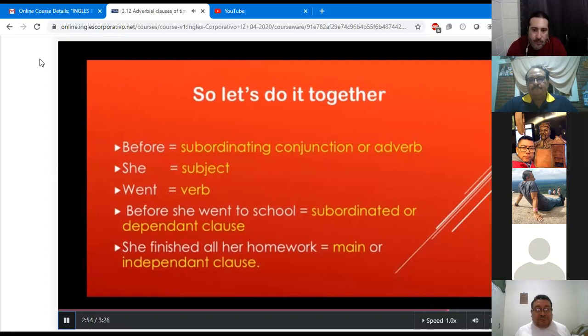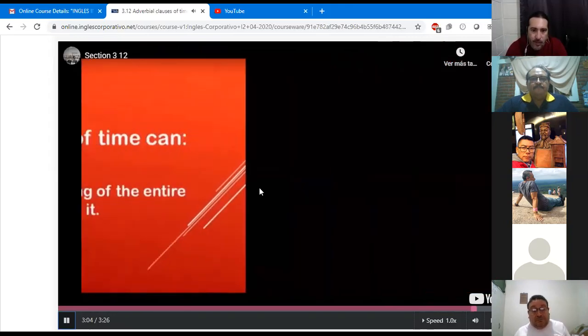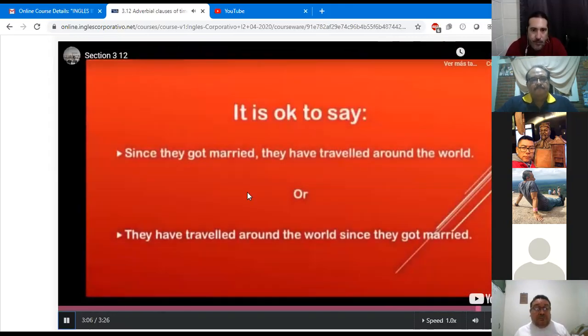Excellent, well done. Before we go, it is important for you to know that an adverbial clause of time can appear either at the beginning of the entire sentence or in the middle of it. It is okay to say, since they got married, they have traveled around the world. Or they have traveled around the world since they got married.